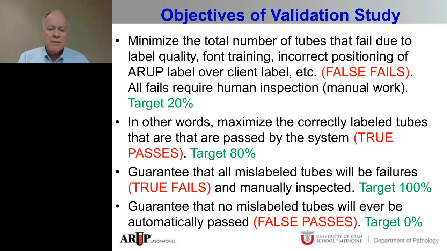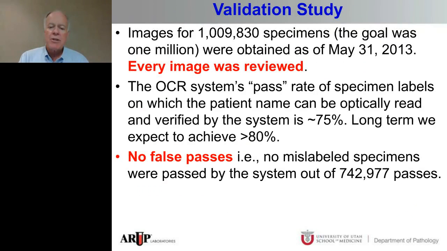In addition, our objectives were that every mislabeled tube had to be a fail. So those would be so-called true fails and would be picked up through the manual inspection process. Our target there is 100%. The inverse of that is that we had to absolutely guarantee that no mislabeled tubes would ever slip through the system and be automatically passed by the system. In other words, 0% for false passes. So those were the objectives of the validation study, which, as I said, was completed May 31st of 2013.